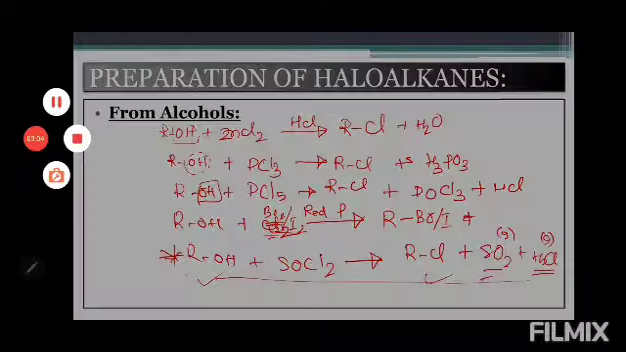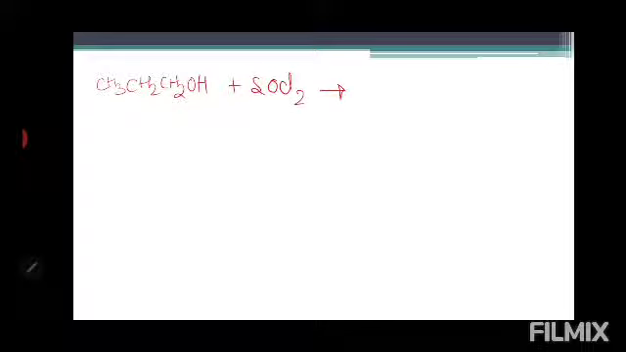Now let us discuss some examples. Suppose we have CH3CH2CH2OH. So this is propanol. Now when this is treated with thionyl chloride, what is the product? Nothing will change in the alkyl group, only OH changes. OH will get replaced by Cl. So we'll get CH3CH2CH2Cl as the major product.